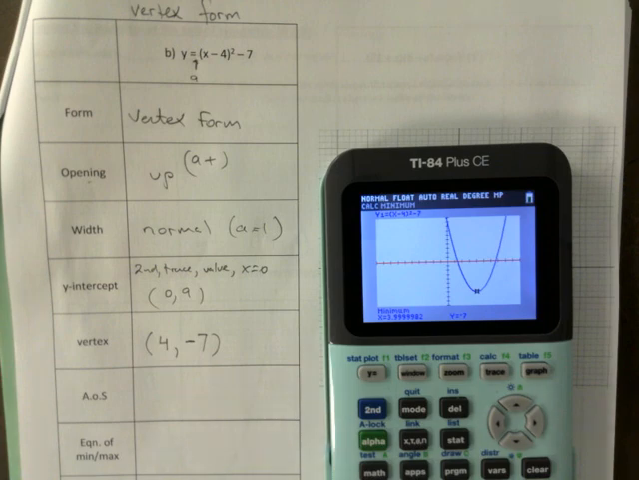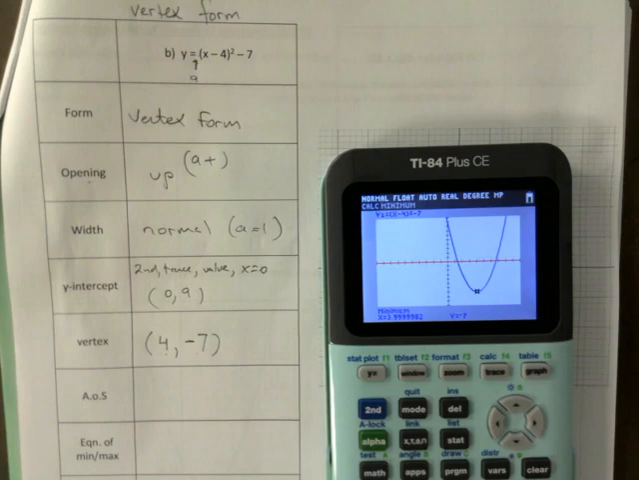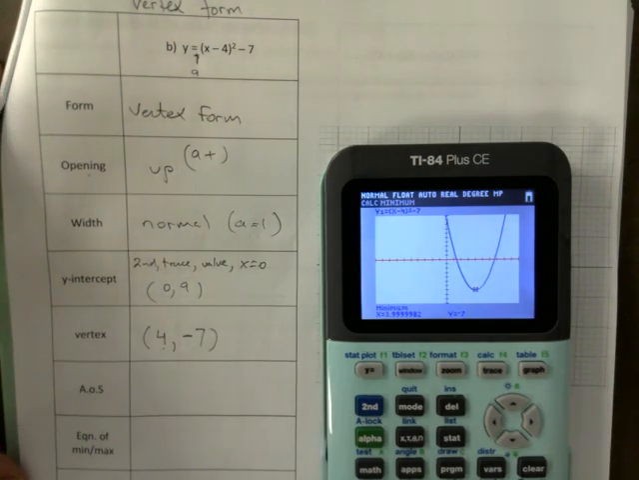And there it is. 4. Okay, that rounds to 4. 3.999, right? It will round to 4. And -7, which, hey, that's what you told us anyways, right? So there it is. It confirms what we already suspected. So yes, you can use your calculator, but you should also know, right?